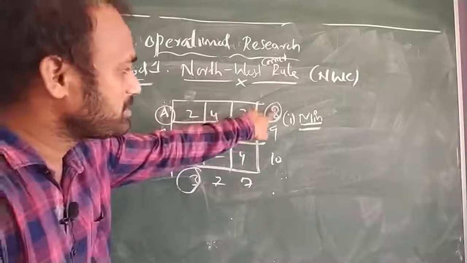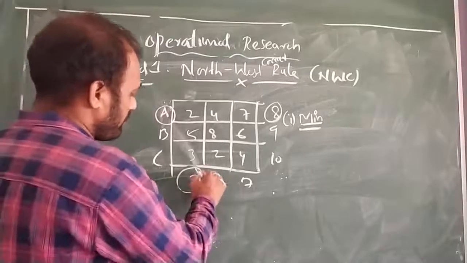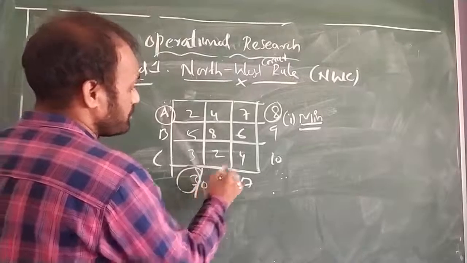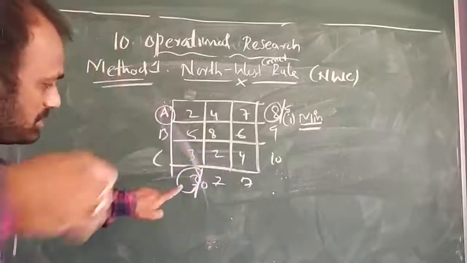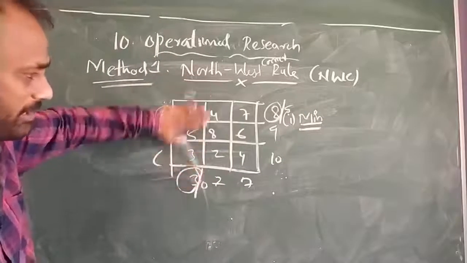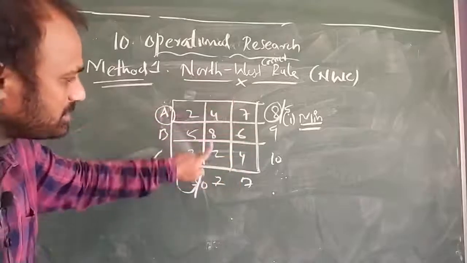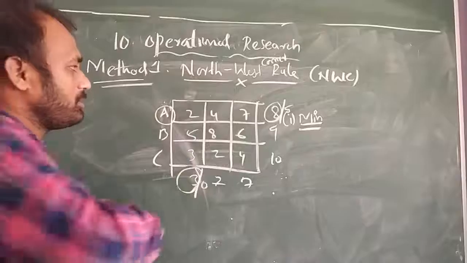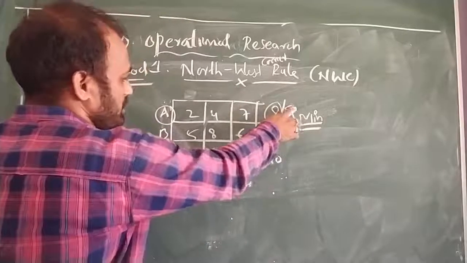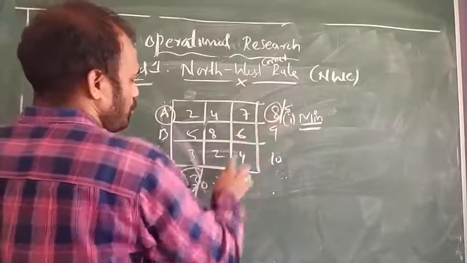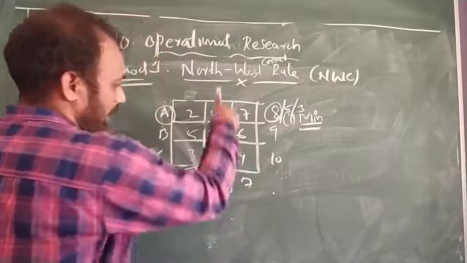Since supply is 3 and demand is 8, 3 minus 3 becomes 0, and 8 minus 3 becomes 5. Since this is becoming 0, this total column is deleted. Now we are concerned only about the remaining values. Here it is 5 and here it is 2, so 5 minus 2 will be 3. Here it is 0, so again this row is deleted.